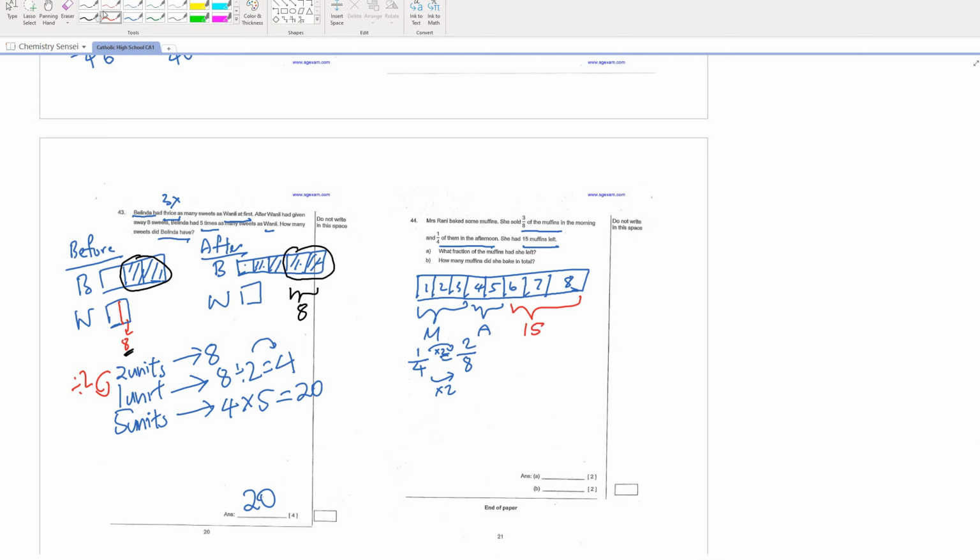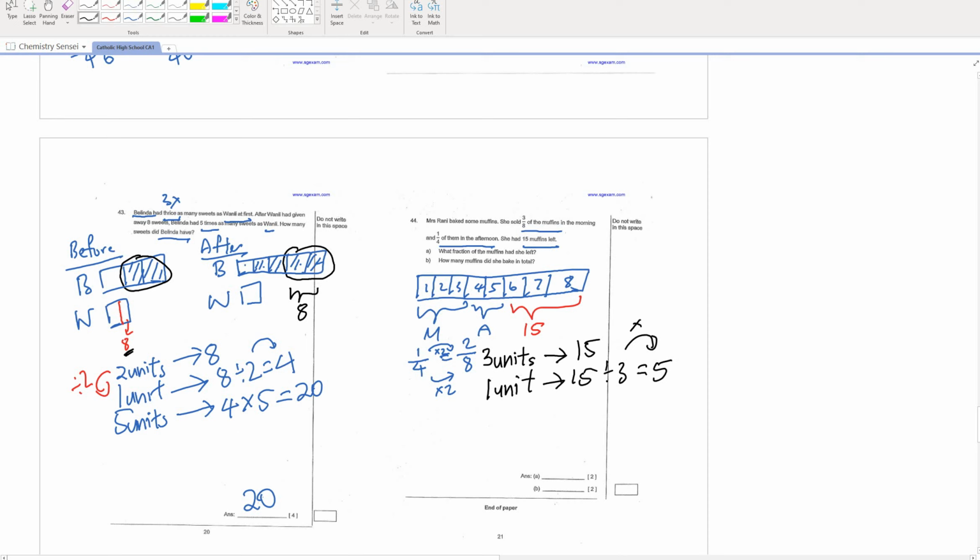Alright. From here, let's find out how many muffins 1 unit represents. So we know that 3 units represent 15. How do we find 1 unit? We simply divide it by 3. So what is 15 divided by 3? 15 divided by 3 is 5, because 3 times 5 is 15.